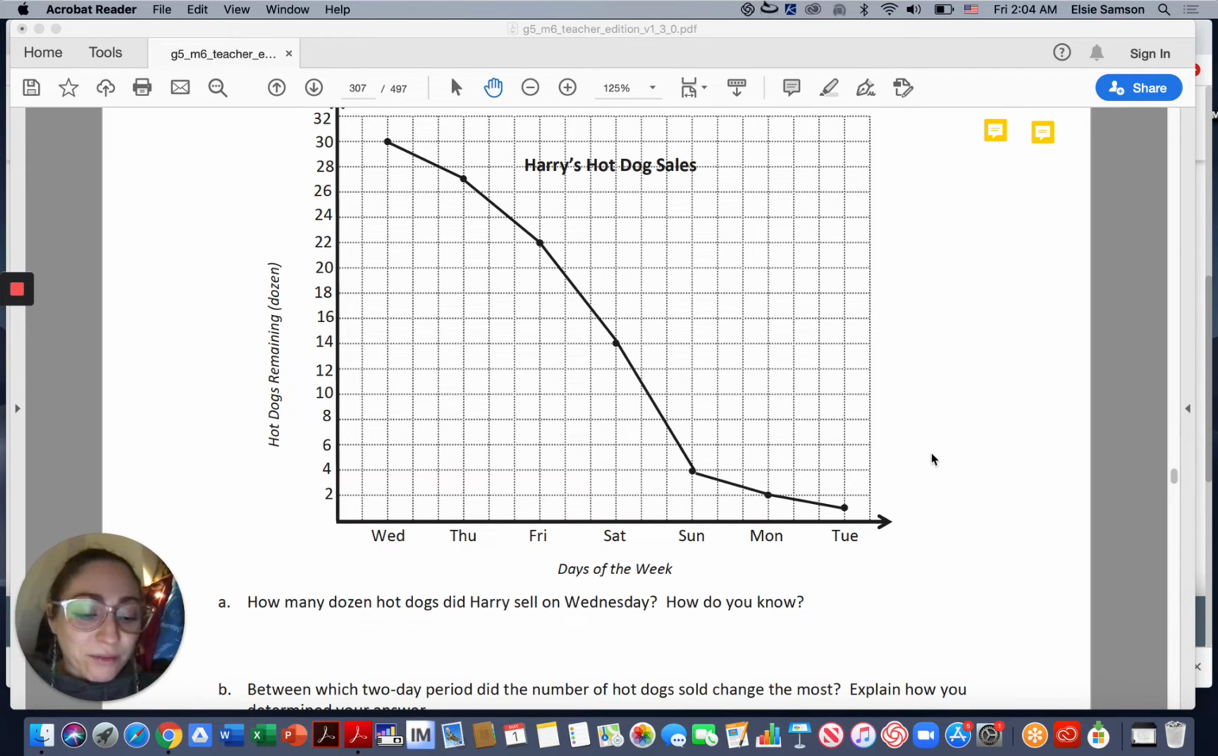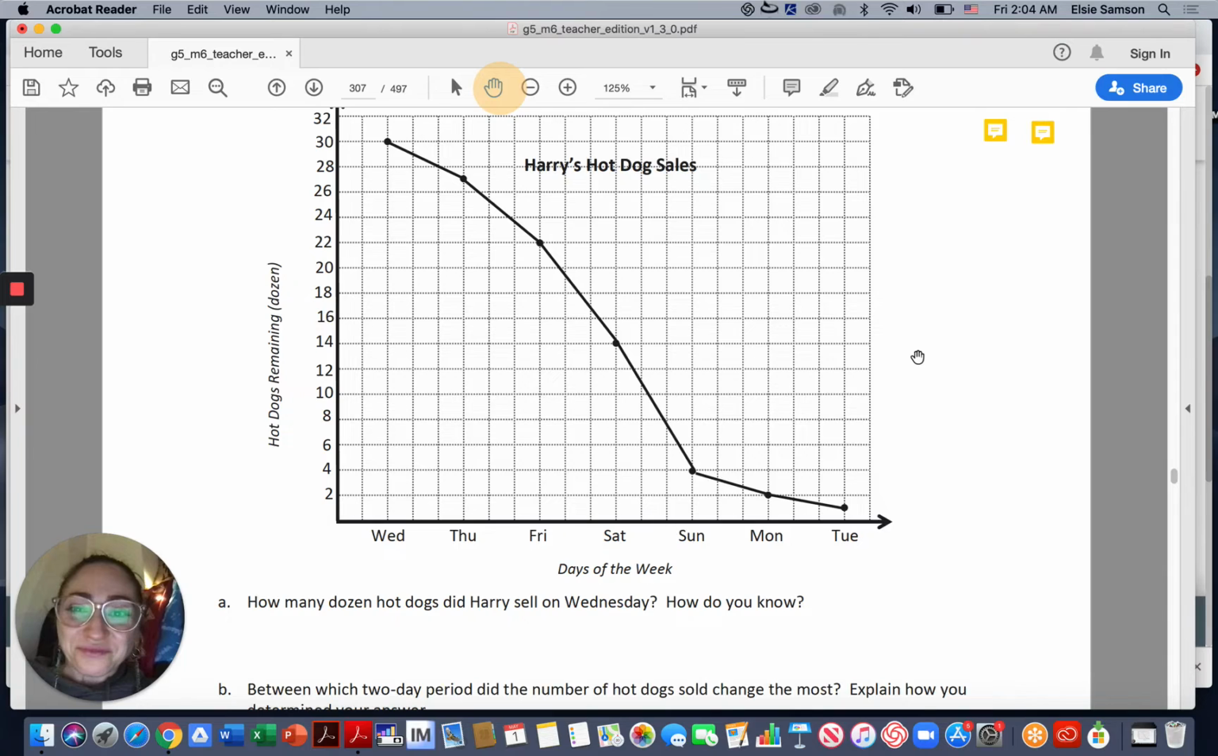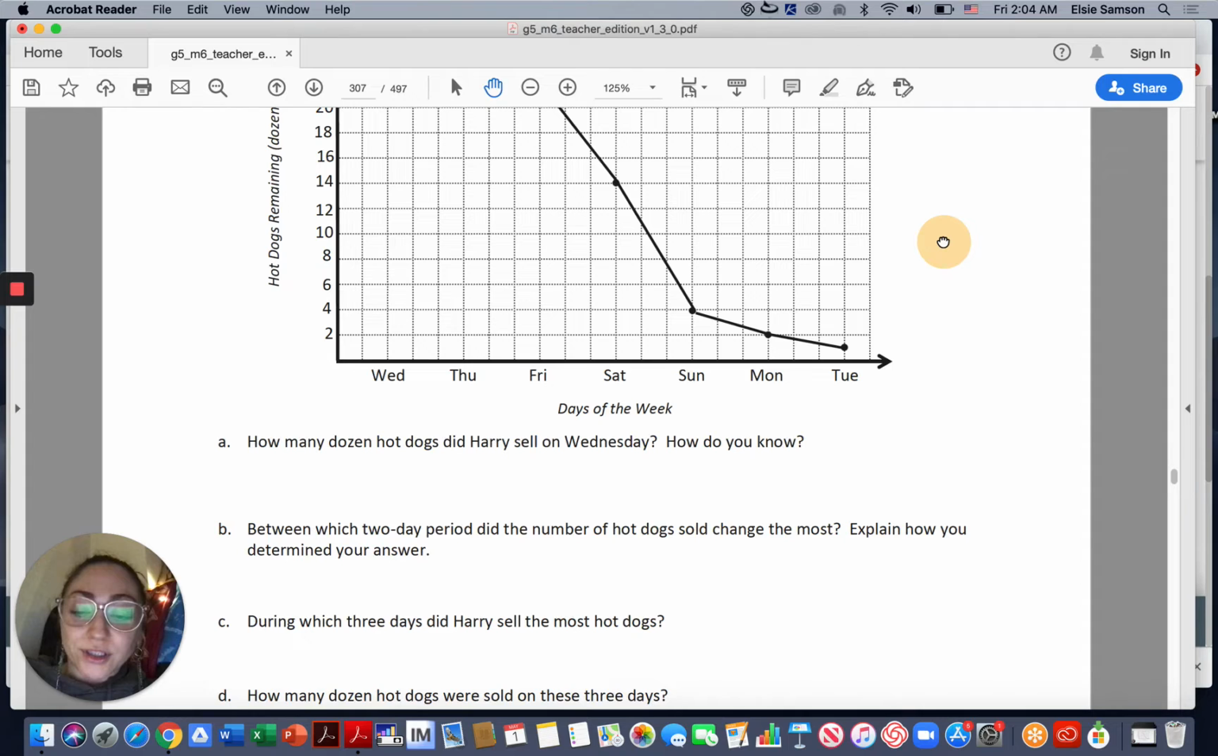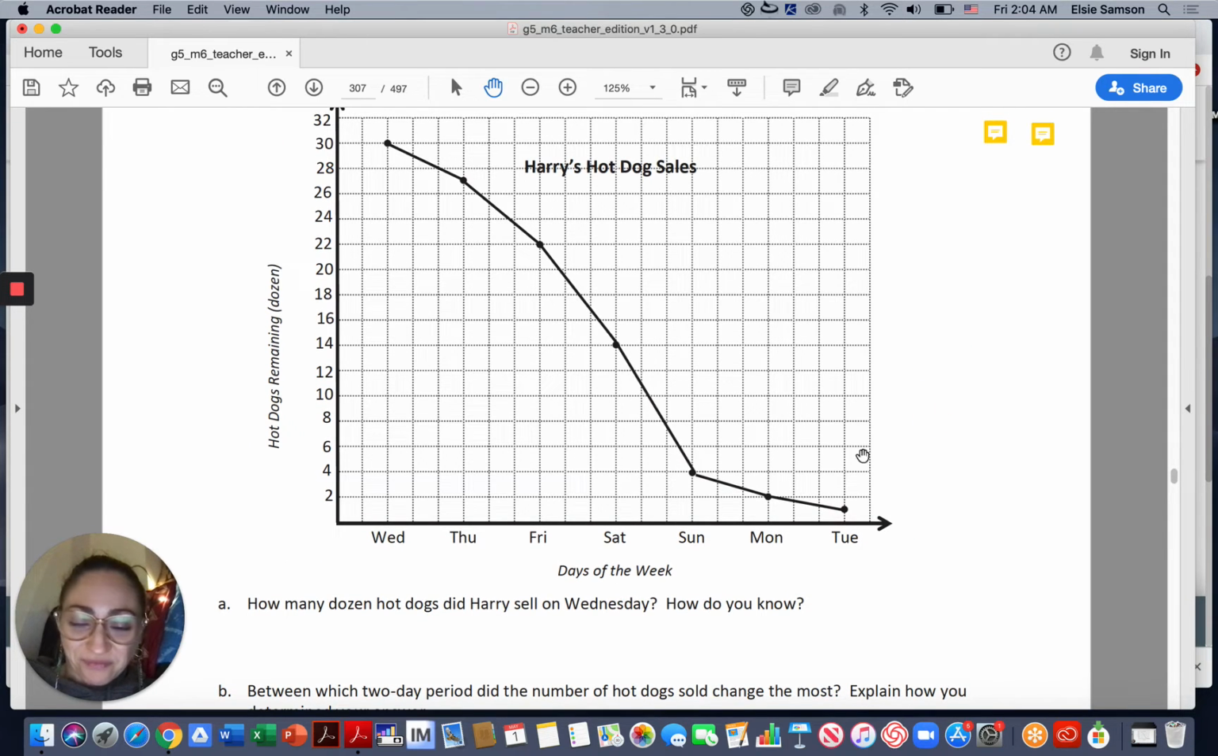Okay, so problem D. How many dozen hot dogs were sold on those 3 days? Friday, Saturday, and Sunday. Well, remember, we've already learned that the point represents the dozens of hot dogs that are remaining on that day. And so we also figured out that in order to find out how many hot dogs were sold on that day, we must subtract the difference between the day before and the day we are speaking about the sales.